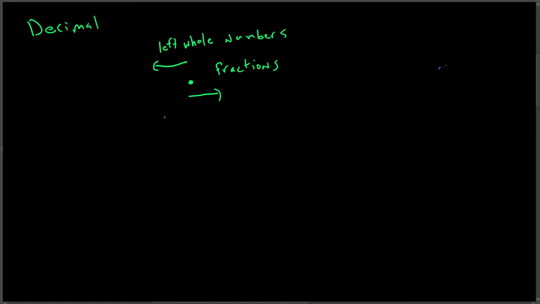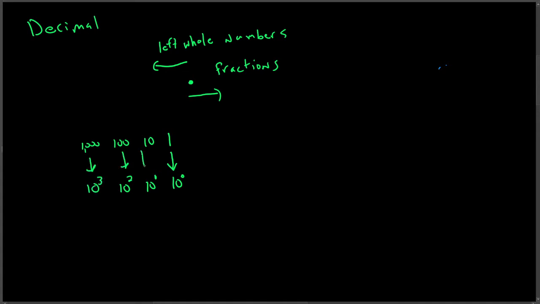So if we looked at our place values for whole numbers, what we found was that we had the ones place, the tens place, the hundreds place, the thousands, and so on. If we use our rules of exponents, this was 10 to the 0, because anything to the 0 power is 1. This was 10 to the first, this was 10 to the second, and this would be 10 to the third.